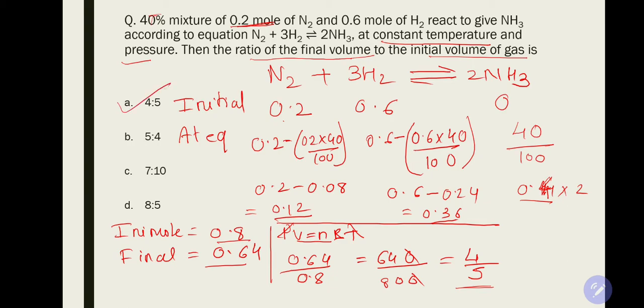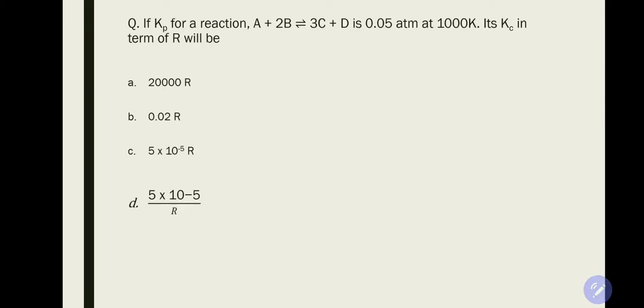Okay, now let's move to the next question. I hope you are getting how we are solving this question. If Kp for the reaction A plus 2B gives 3C plus D is 0.05 atmosphere at 1000 Kelvin, its Kc in terms of R. Now they have asked you to find the Kc in terms of R. They have given you Kp. It is 0.05 atmosphere. Now let us find in terms of R.